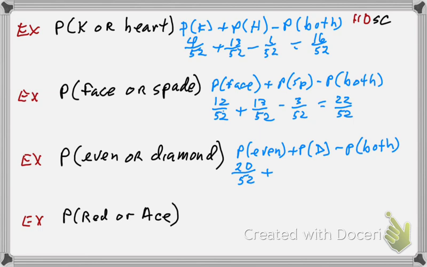Diamonds. 13 out of 52. A fourth of them. How many diamonds are also even? Because we counted them once with the even ones, right? So 5 out of 52. So I've got 33 minus 5, so 28 out of 52.